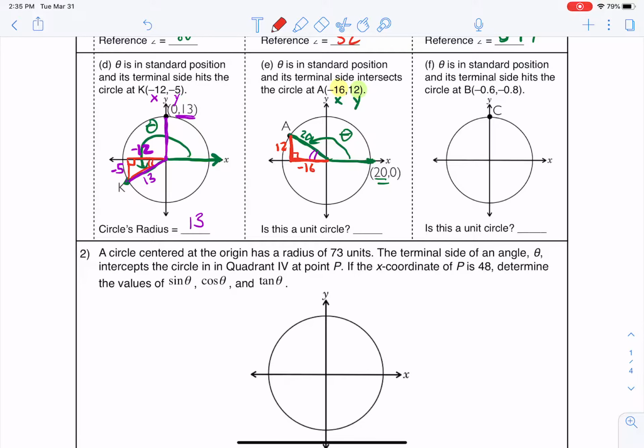Is this a unit circle? Well, the answer to that is no. A unit circle has to have a radius of 1.